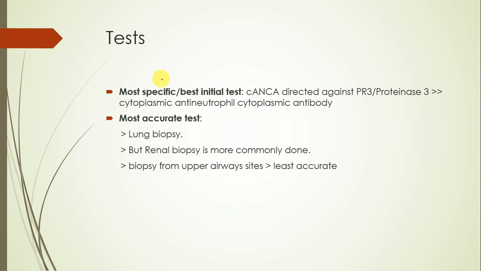Now let's talk about the test. Obviously, the most specific and the best initial test would be a C-ANCA. C-ANCA means cytoplasmic anti-neutrophil cytoplasmic antibody, and this is directed against a protein which is an enzyme. This is known as proteinase 3. This is a very specific test for Wegener's granulomatosis.